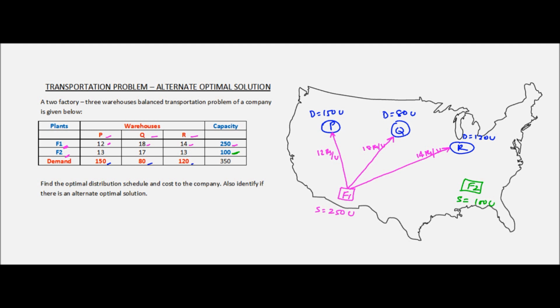Similarly from F2 to P, the transportation cost is 13 rupees per unit. From F2 to Q, the transportation cost is 17 rupees per unit. And F2 to R, the transportation cost is 13 rupees per unit.